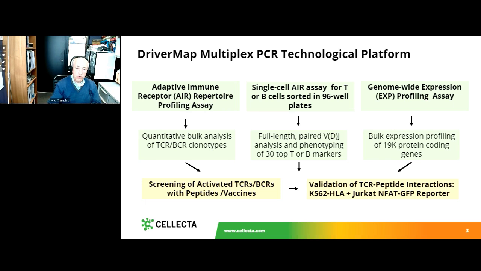We are also going to talk slightly about genome-wide expression profiling, which allows bulk expression profiling of all protein coding genes. And all these technologies are designed based on multiplex PCR, so they are rather similar in concept in how you are going to use them. And we are going to discuss the application of this technology for screening of immune receptors activated with peptides or vaccines, and how to validate the interesting clonotypes you identify in the course of these studies using an artificial reporter system based on Jurkat and K562 cells.